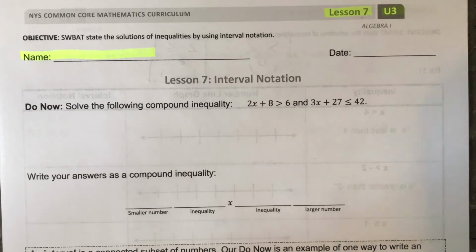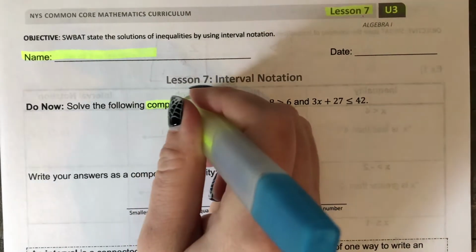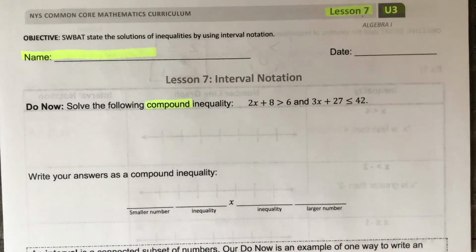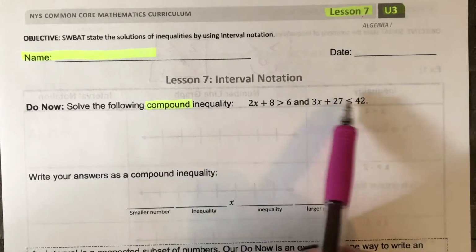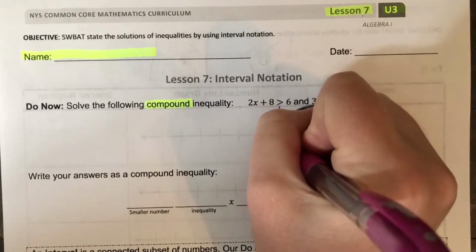Compound is a key word. I'm going to highlight that. It means more than one. Just like when you have a compound word, it's taking two words and putting them together. So I have more than one inequality. I'm taking two inequalities and putting them together. All right, I'm gonna just draw my train tracks and start solving the first one.